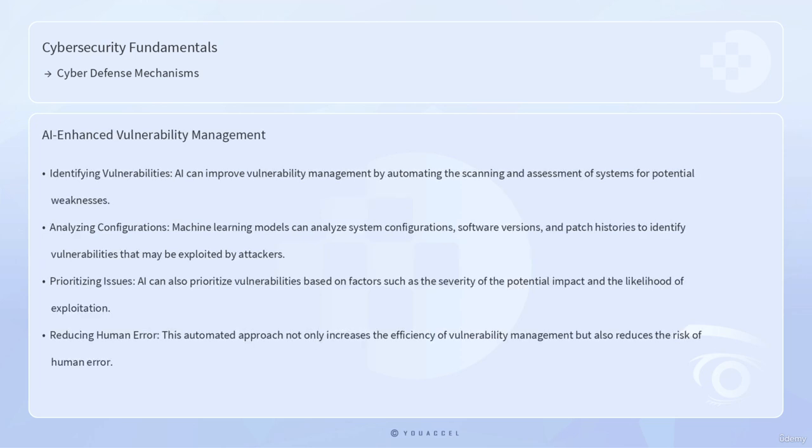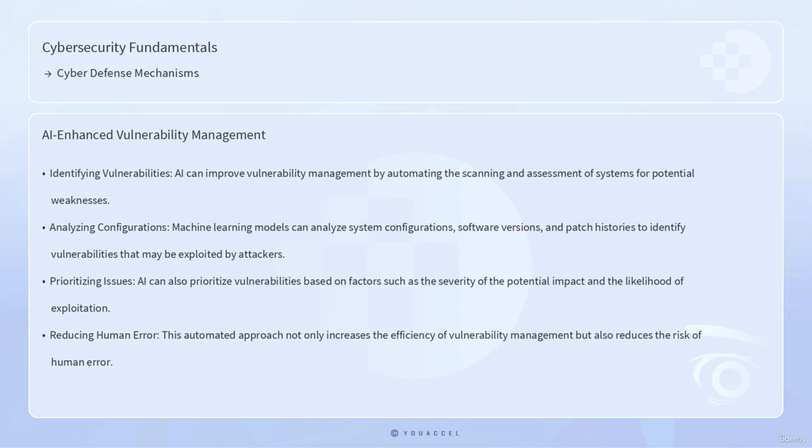Vulnerability management is the process of identifying, assessing, and mitigating vulnerabilities in an organization's information systems. AI can improve vulnerability management by automating the scanning and assessment of systems for potential weaknesses. Machine learning models can analyze system configurations, software versions, and patch histories to identify vulnerabilities that may be exploited by attackers.